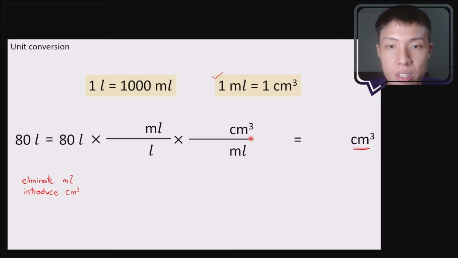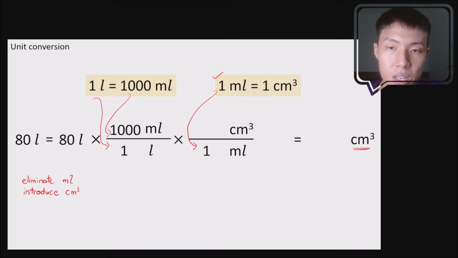Now we follow through the third step. Third step is using these things that we know here, fill in the numbers. So fill in the numbers. 1 liter is over here. 1000 ml is over here. 1 ml is over here. 1 cm cube is over here.